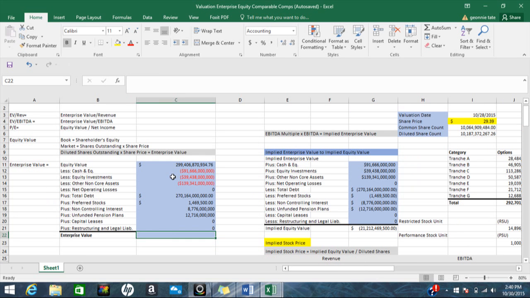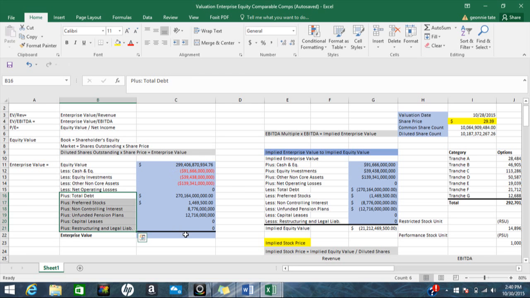You need a current balance sheet for the company that you are evaluating to pull these numbers here. All of these line items. I have the cash and equivalents, equity investments, other non-core assets, net operating losses, total debt, preferred stock, non-controlling interest, unfunded pension plans, legal leases, and restructuring and legal liabilities. And as you see here, you will subtract some of these items, the items at the top, usually assets. And for all the liability and equity side, you will add.